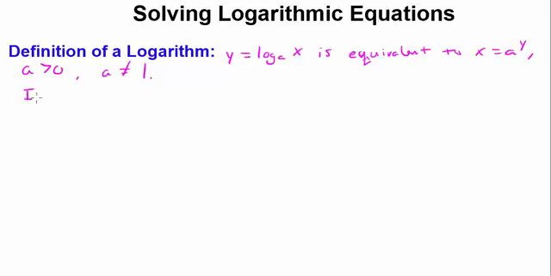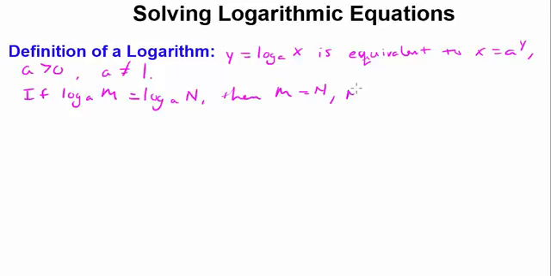We also know if log base a of m is equal to log base a of n, then m is equal to n. Now this could be that m and n are numbers, but more than likely one or both of them is going to be an expression involving a variable.